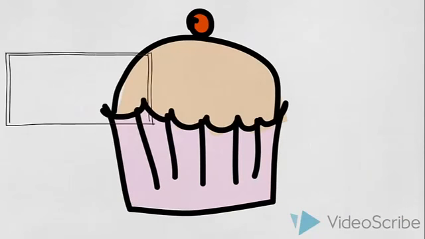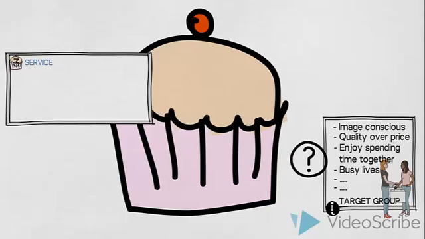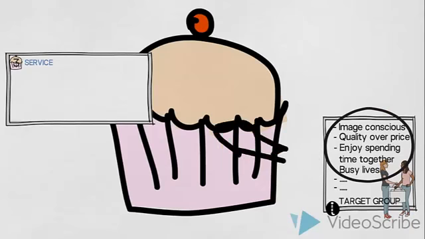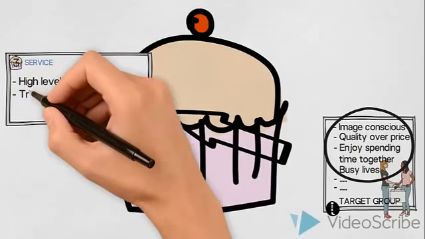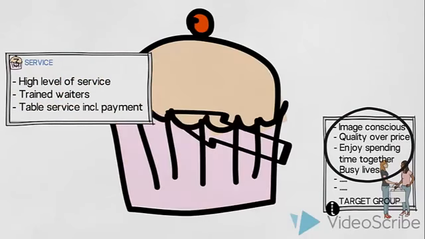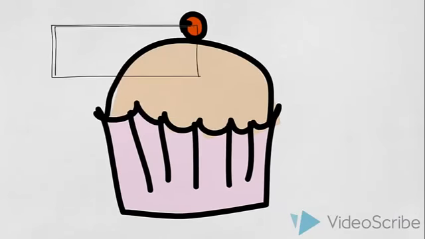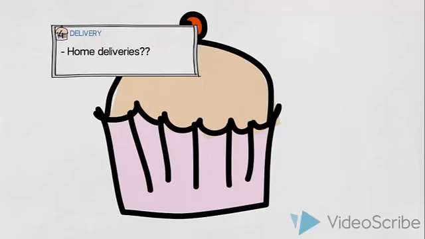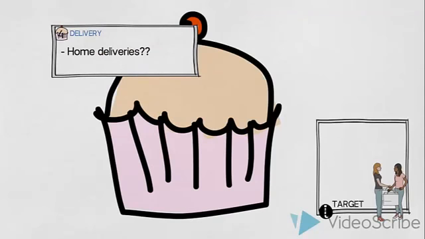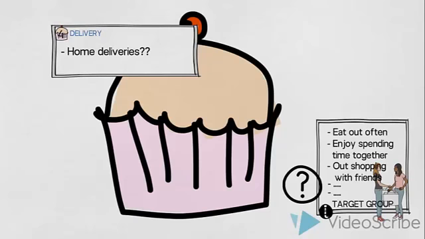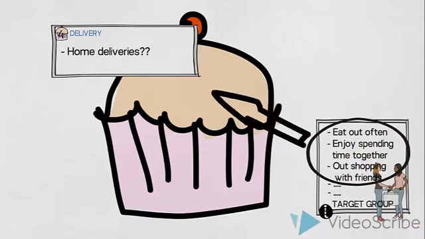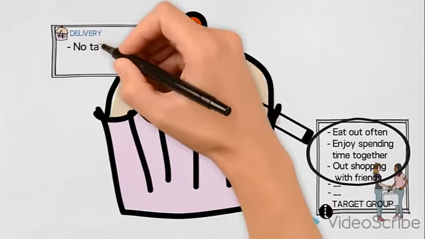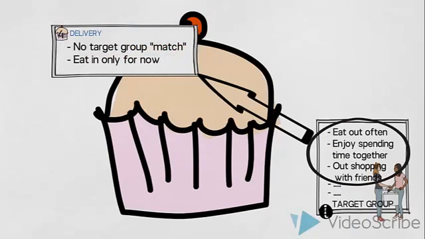Thirdly, service. Knowing that our target group has most likely been on their feet all day, we will add to the French cafe experience by providing a high level of service in the cafe. Trained waiters will show the customers to their tables, where they will take their orders, serve them, and handle the payment. Delivery. We could consider offering a home delivery of cakes and desserts. This might make us stand out from the competitors, but since our target group is more likely to eat out, we will exclude this idea for now and not include it in our product offering.